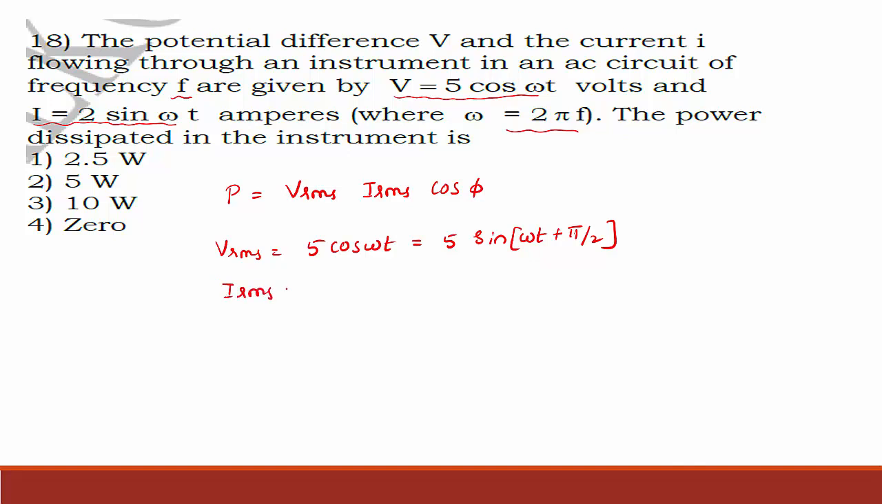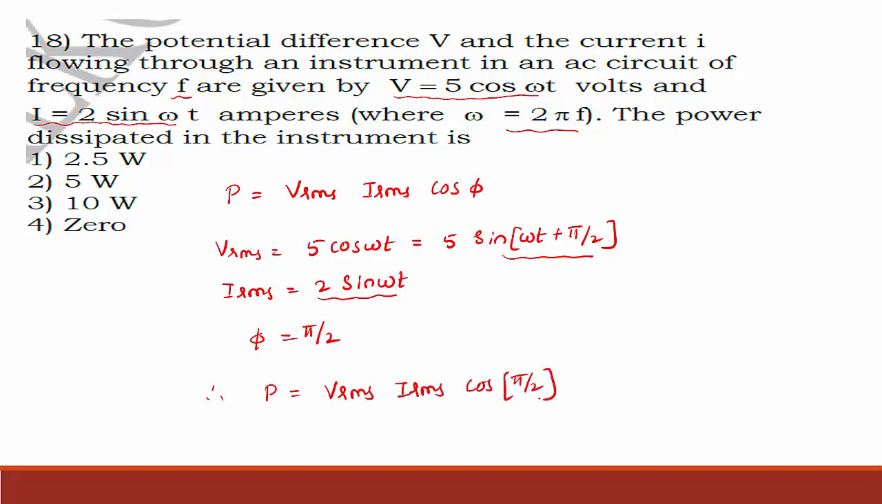Similarly I is given as 2 sin omega t. Now you can observe I is 2 sin omega t, V is 5 sin of omega t plus pi by 2. Then what is the phase difference between them? The phase difference between them is pi by 2. So therefore P equal to V RMS I RMS cos phi, where phase difference is pi by 2. So cos pi by 2 is 0. 0 into anything will be 0. That means power dissipated in the instrument is 0.